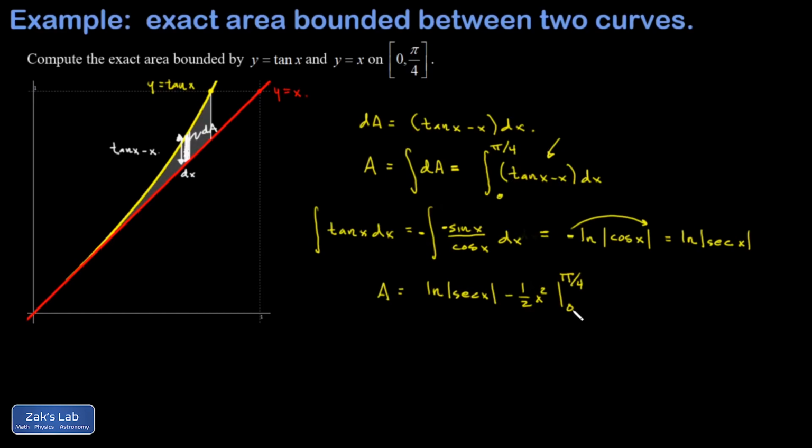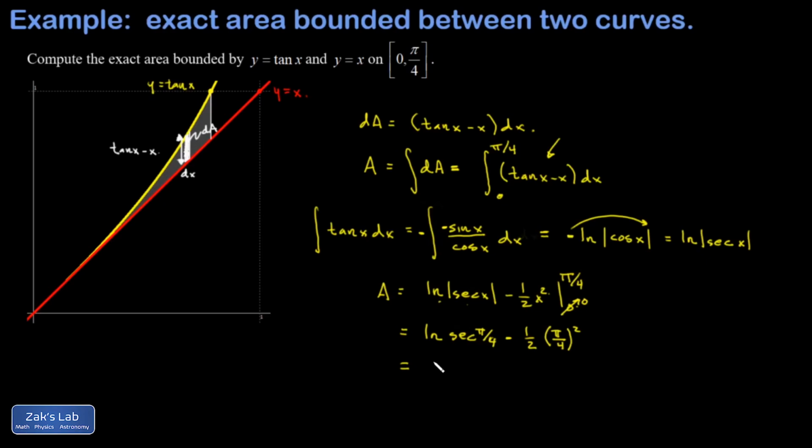So when I plug in my lower limit, I get the natural log of the secant of 0. That's 1 over the cosine of 0. That's just 1. So the natural log of 1, and that vanishes. And when I plug in the 0 to the second term, it's 1/2 times 0 squared. All right, so both of those terms vanish when I plug in the lower limit, and all I have to worry about is my upper limit. And I get natural log secant pi over 4 minus 1/2 times pi over 4 squared.